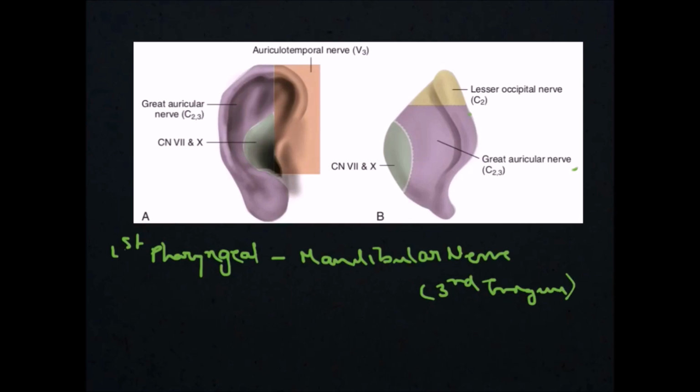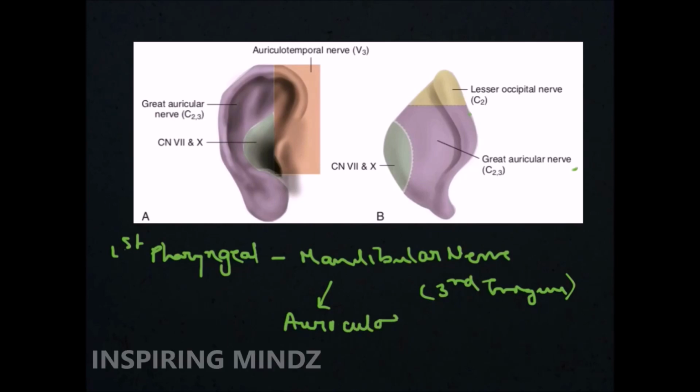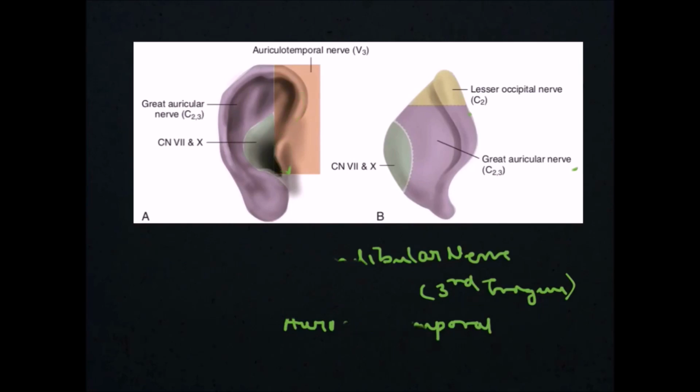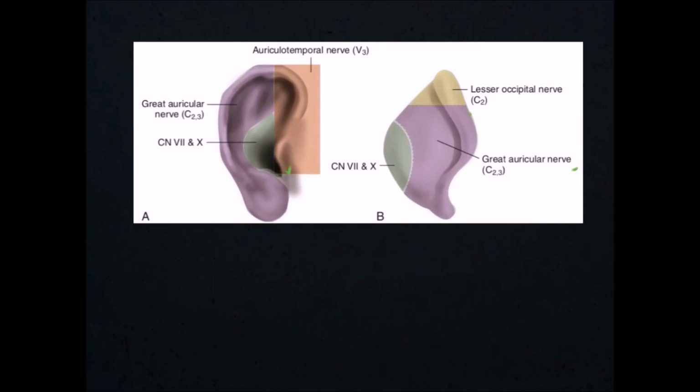If you want me to make a video on this topic, you can write in the comment section. The first pharyngeal arch has a nerve known as the mandibular nerve. The mandibular nerve after exit gives a branch known as the auriculotemporal nerve, and this auriculotemporal nerve supplies the tragus and some part of the ascending helix. You can see from the diagram. So the first point is quite clear that the auriculotemporal nerve supplies the tragus. Now most of the portion of the helix and antihelix is supplied by the greater auricular nerve.